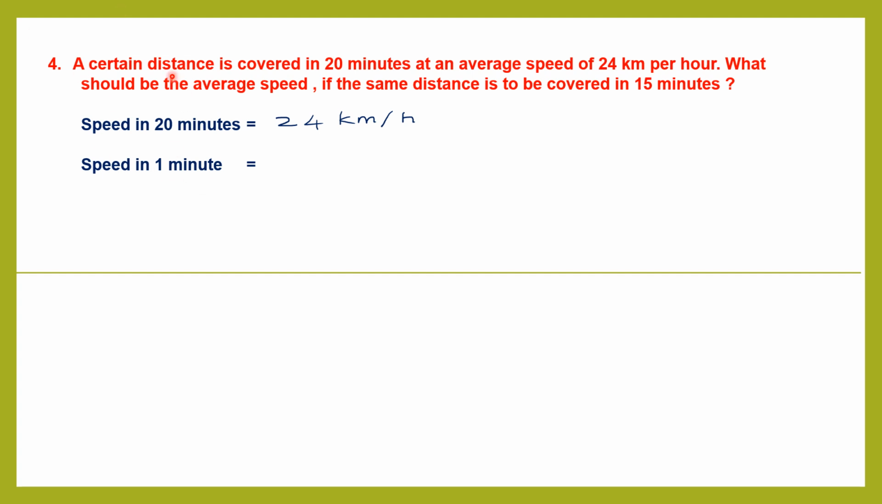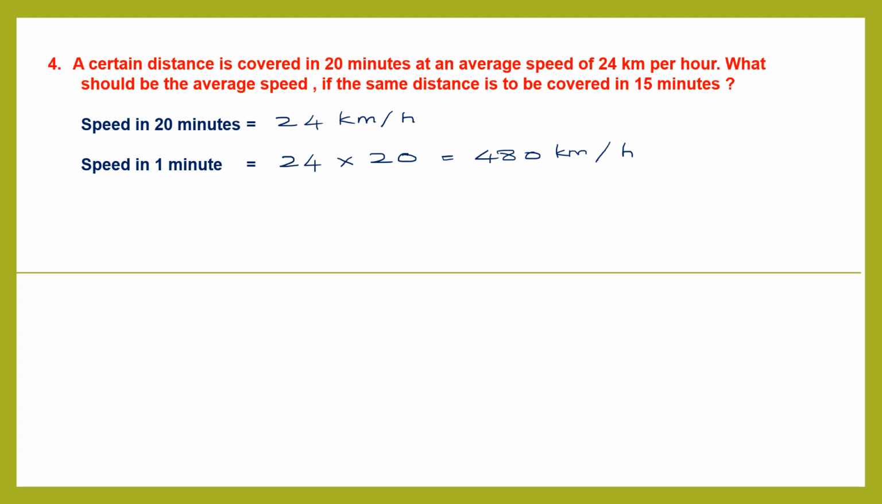So if the same distance has to be covered in 1 minute, that means the speed has to be increased a lot, isn't it? Because in 20 minutes the speed is 24 kilometers per hour, if that same distance has to be covered in 1 minute, we have to increase the speed. So when we increase, we multiply. Whenever it is increase, remember you have to multiply. So 24 into 20. 24 into 2 is 48. So put a 0. So the speed in 1 minute is 480 kilometers per hour.